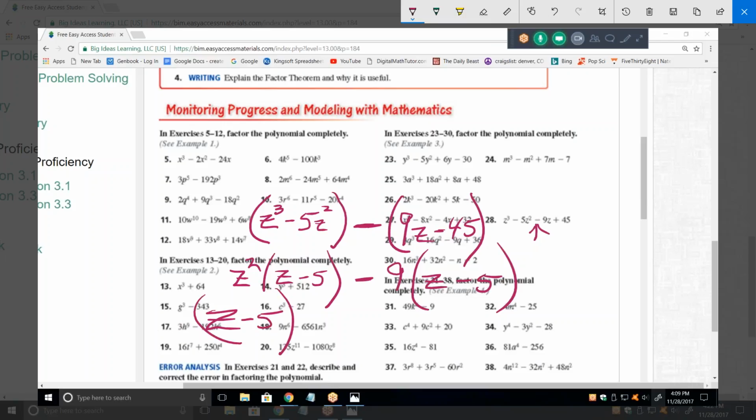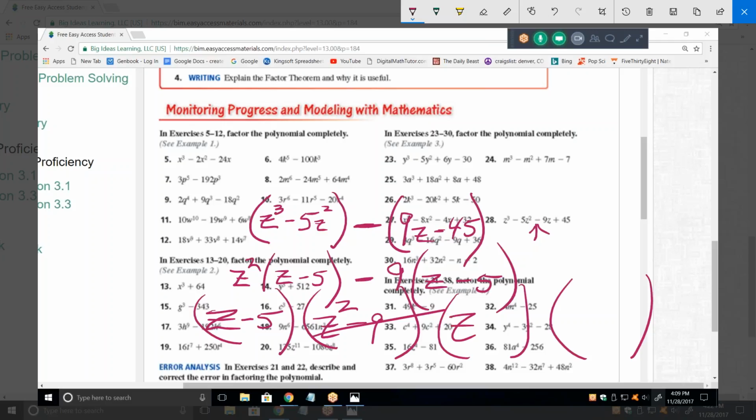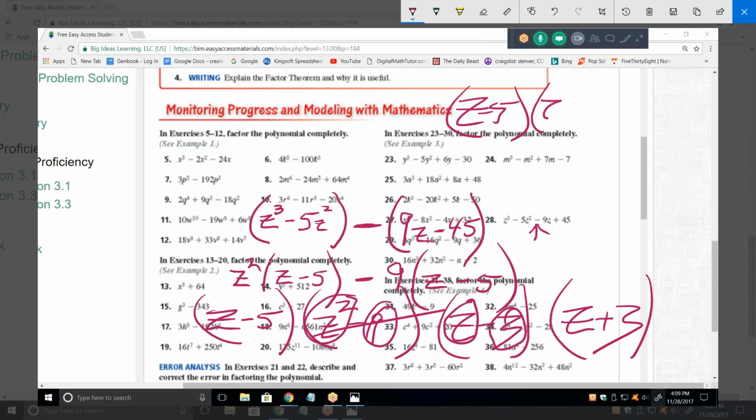What's left? z squared minus 9. And factor that. So that's z minus 9 times z plus 9. You've got to take the square root of each term. It's z minus 3, z plus 3. Right. In other words, this is the square root of z squared, and this is the square root of 9. Always, whenever you're dealing with a difference of perfect squares. So that's our answer: z minus 5 times z minus 3 times z plus 3.